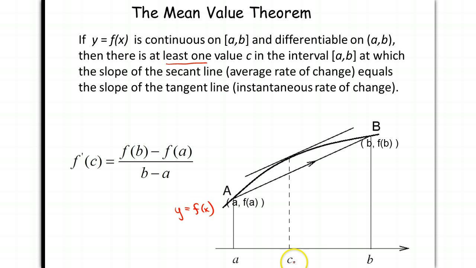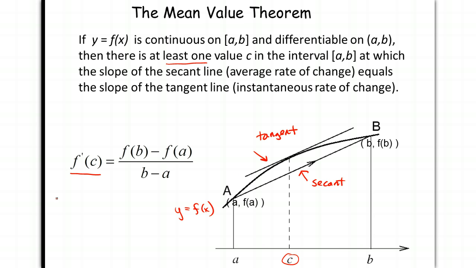c, and that's an x value, in the interval (a, b) at which the slope of the secant, which is right here, that's your secant line, that slope is the same as the slope of the tangent. And there's your tangent line at c. So that means that the average rate of change and the instantaneous rate of change are the same. The formula for it is right here.